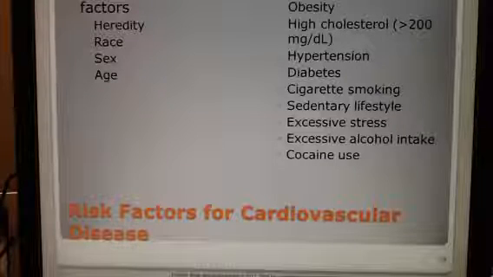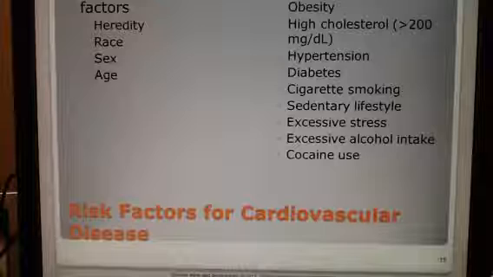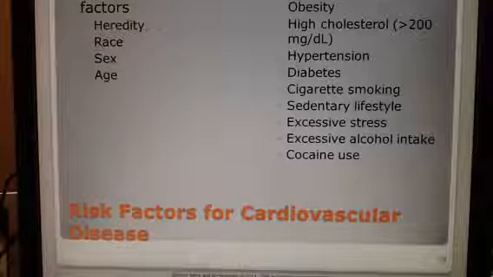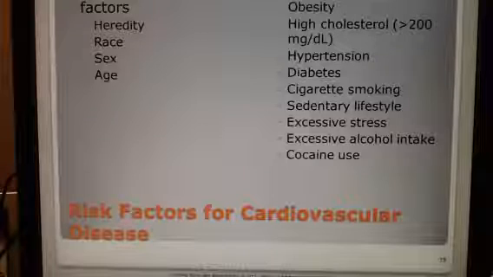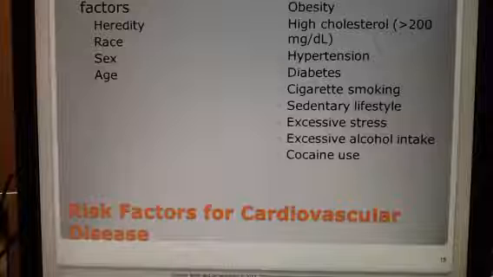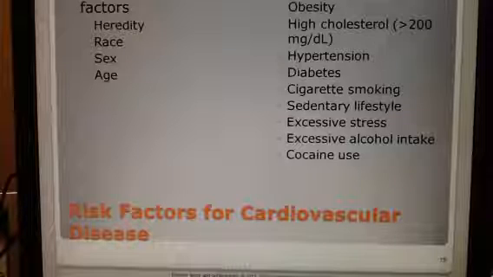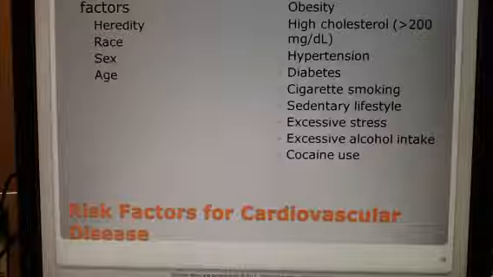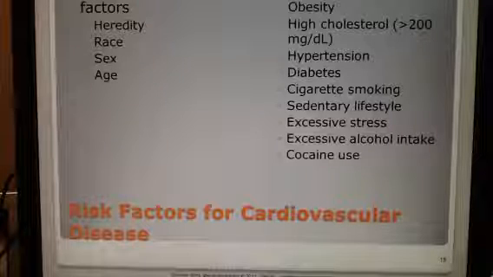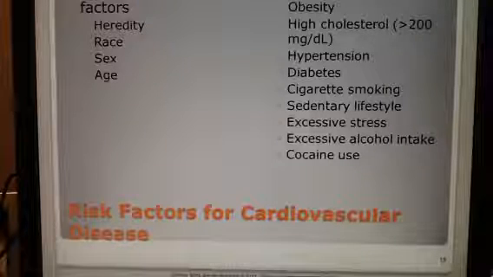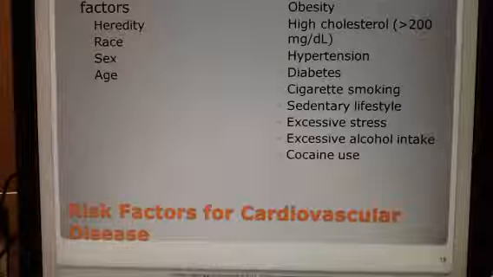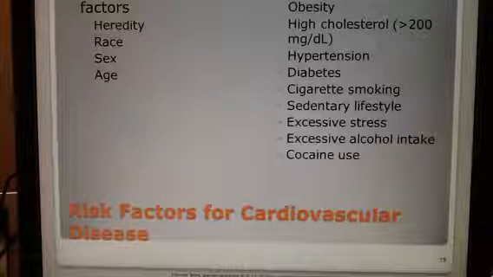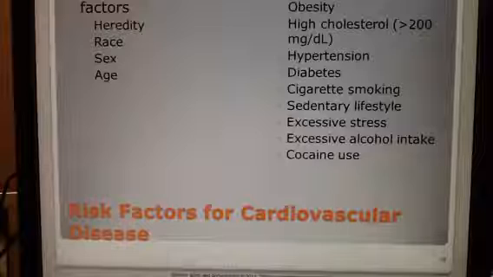I do want you to write down your unmodifiable and modifiable risk factors for cardiovascular disease, just so we can look at it in class. That way, if we are looking at our own modifiable and unmodifiable risk factors as nurses, then we can help our patients understand this as well. And if we set ourselves goals, then maybe our patients will do that as well.